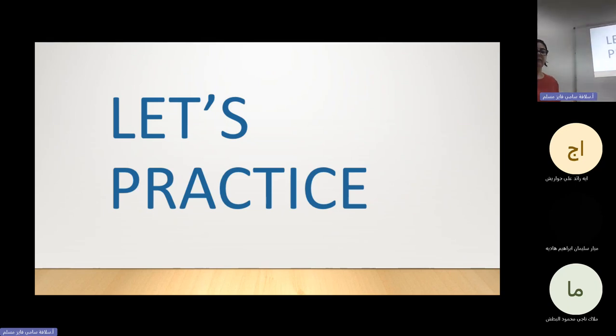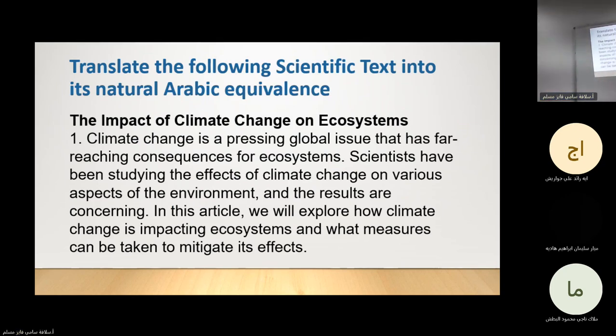The first text. Now notice that they are numbered 1, 2, 3, this is a continuation of the text. Okay? So this text is about the impact of climate change on the ecosystem. Okay? Don't forget to translate the title.